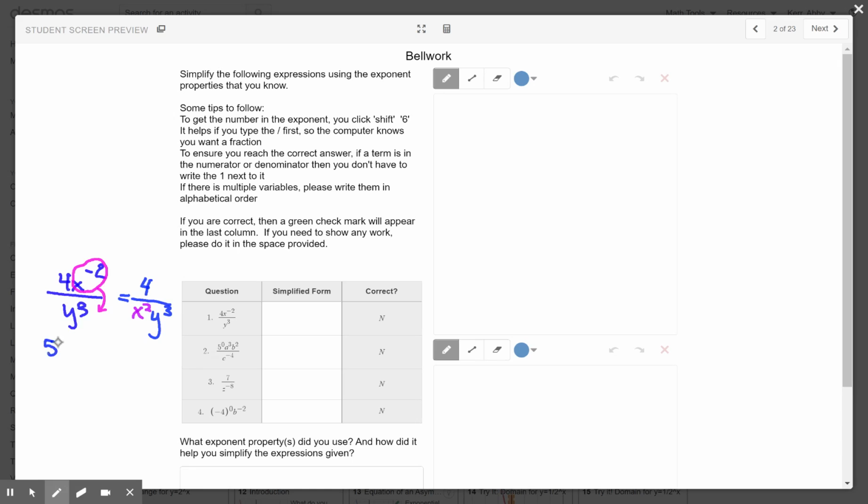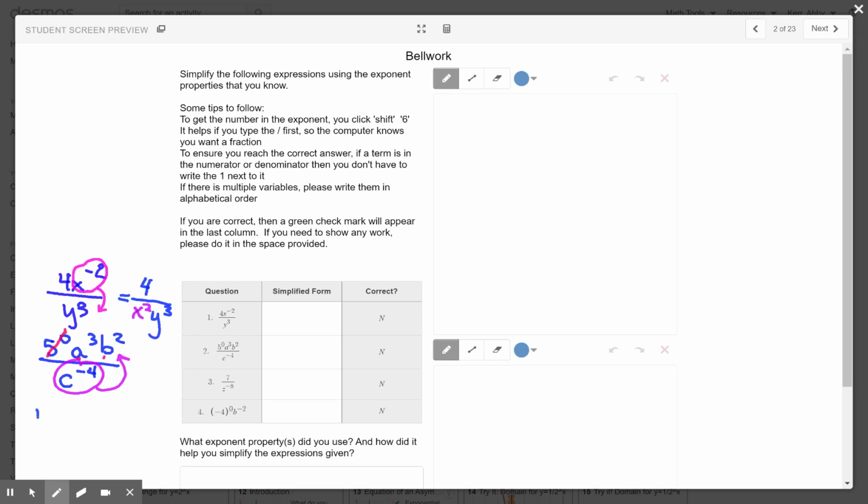Now for number 2, we have 5 to the 0, a to the third, b squared, all divided by c to the negative 4. 5 to the 0, we already said was 1. Since we have this a to the third and b squared next to it, we don't have to write that 1. Because if we have 1 apple, we just say, oh, we have an apple. We don't have to put that 1. Now the second thing that we have to look at is this negative exponent. The base that has the negative exponent is c. So we're going to move it to the numerator.